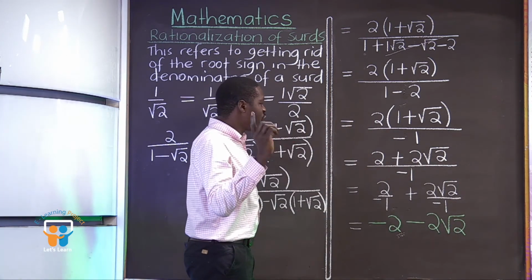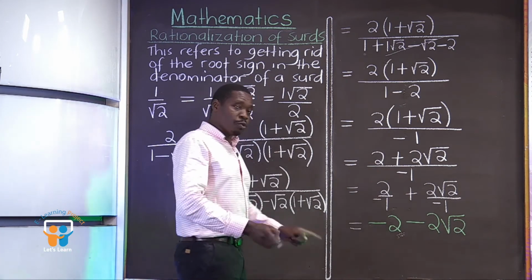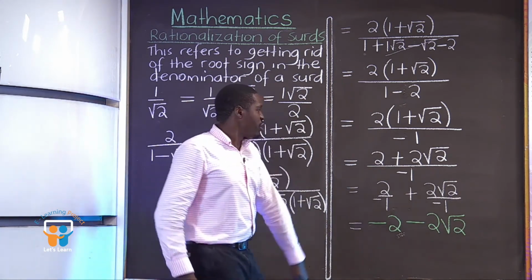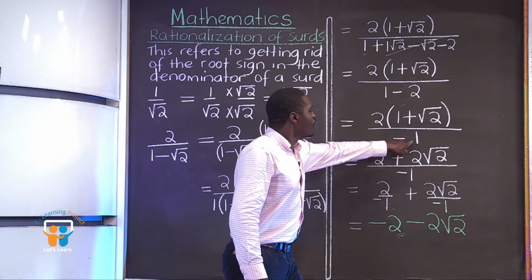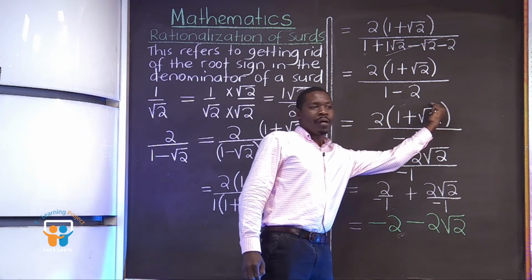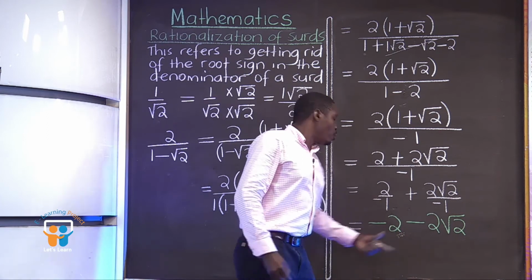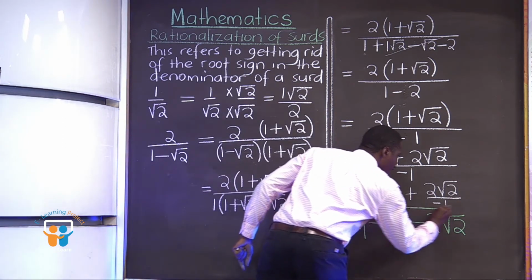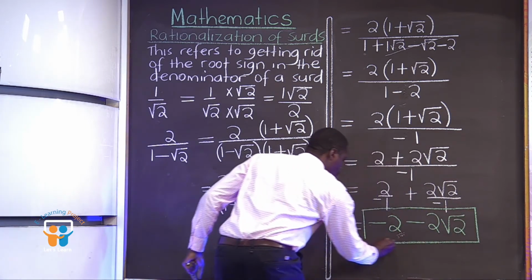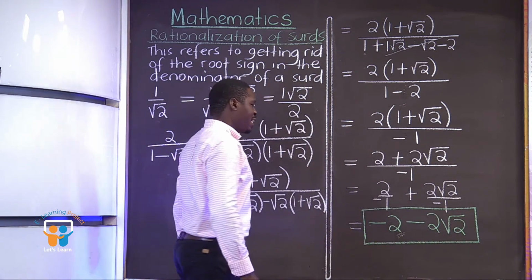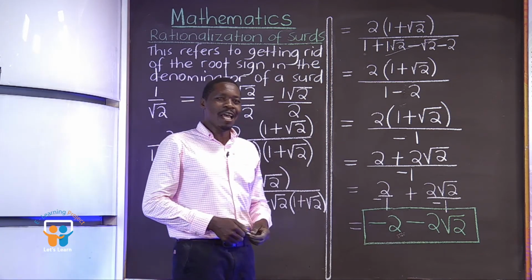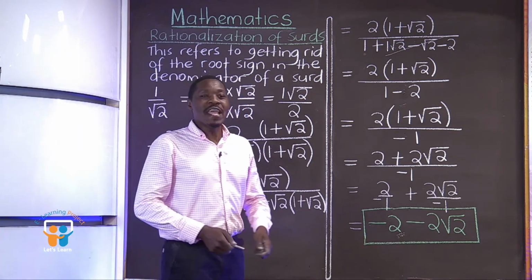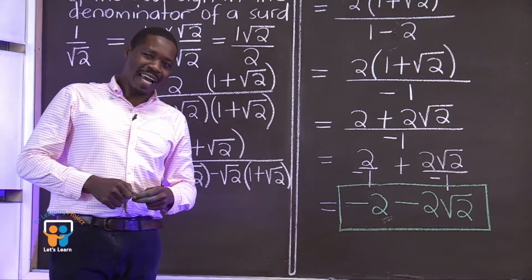Remember, we already finished rationalizing. It refers to getting rid of the square root sign from the denominator. We shifted the square root sign. It moved away from here and shifted up. Here we are just simplifying to give us our final answer. Negative 2 minus 2 root 2. That brings us to the end of our topic, SADS. We now all understand what SADS are.